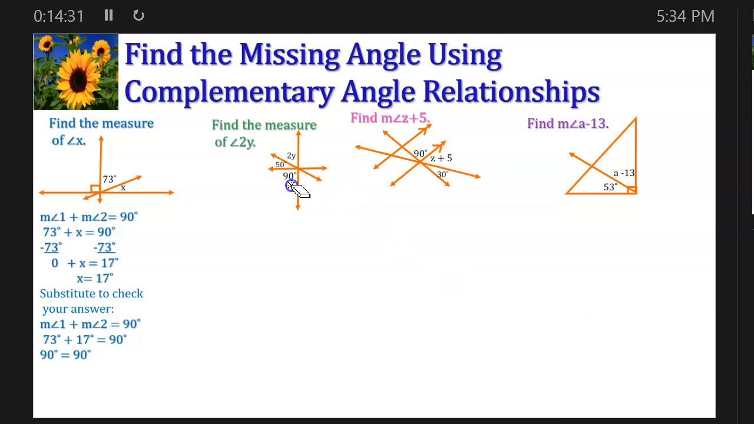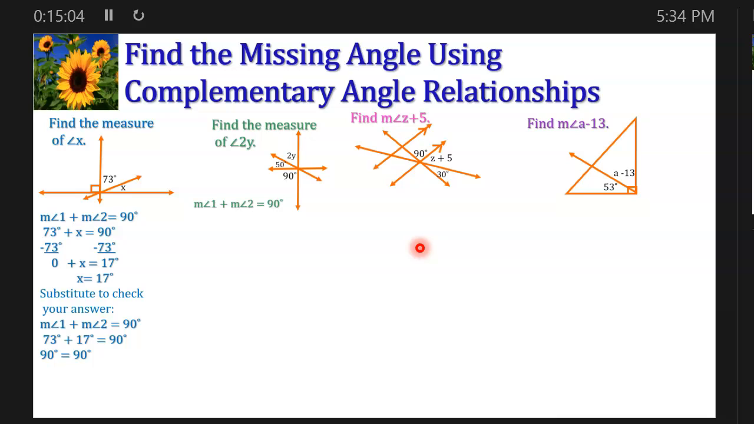So let me erase that so you can still see it. I know that 2y plus 50 has to equal 90 because 90 plus 90 must make this line. And if it helps, I tell students sometimes to take a piece of paper and cover up the part you don't need, because then you don't really need this side at all. It may not help you, but it might. If it's confusing you, cover that bit up and just look at those particular angles.